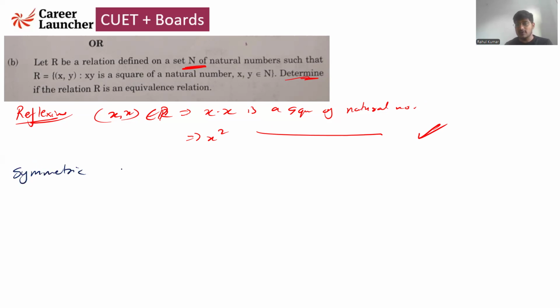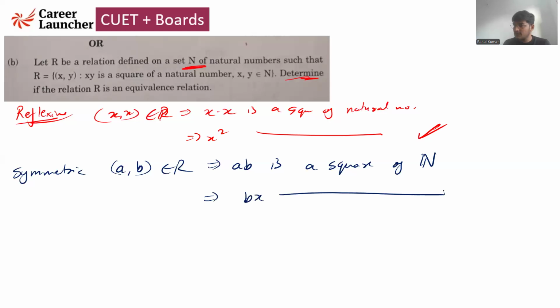Now, in symmetric, we will assume that (A, B) belongs to R. When I assume that, it means that AB is a square of some natural number. This thing I assumed already. Now I can just reverse the product, so (B, A) belongs to the relation. So it is symmetric also.